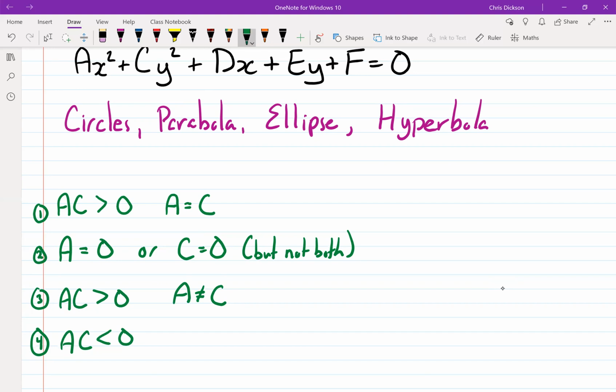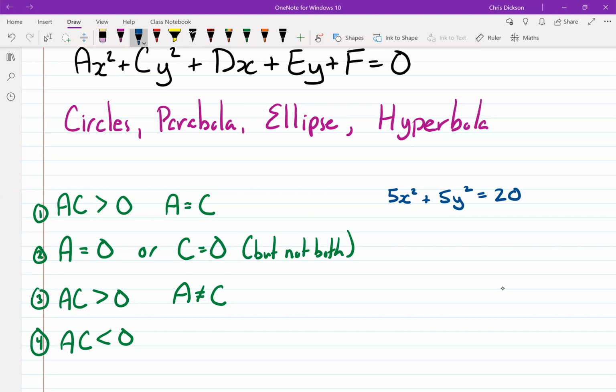Okay, so let's write an equation down and see if you guys agree with this. I'm going to create a question where the product of A and C is bigger than 0, and the A value equals the C value. So let's try 5x squared plus 5y squared equals, let's say, 20. There's an example where A and C give you a number bigger than 0, and A and C equal each other.